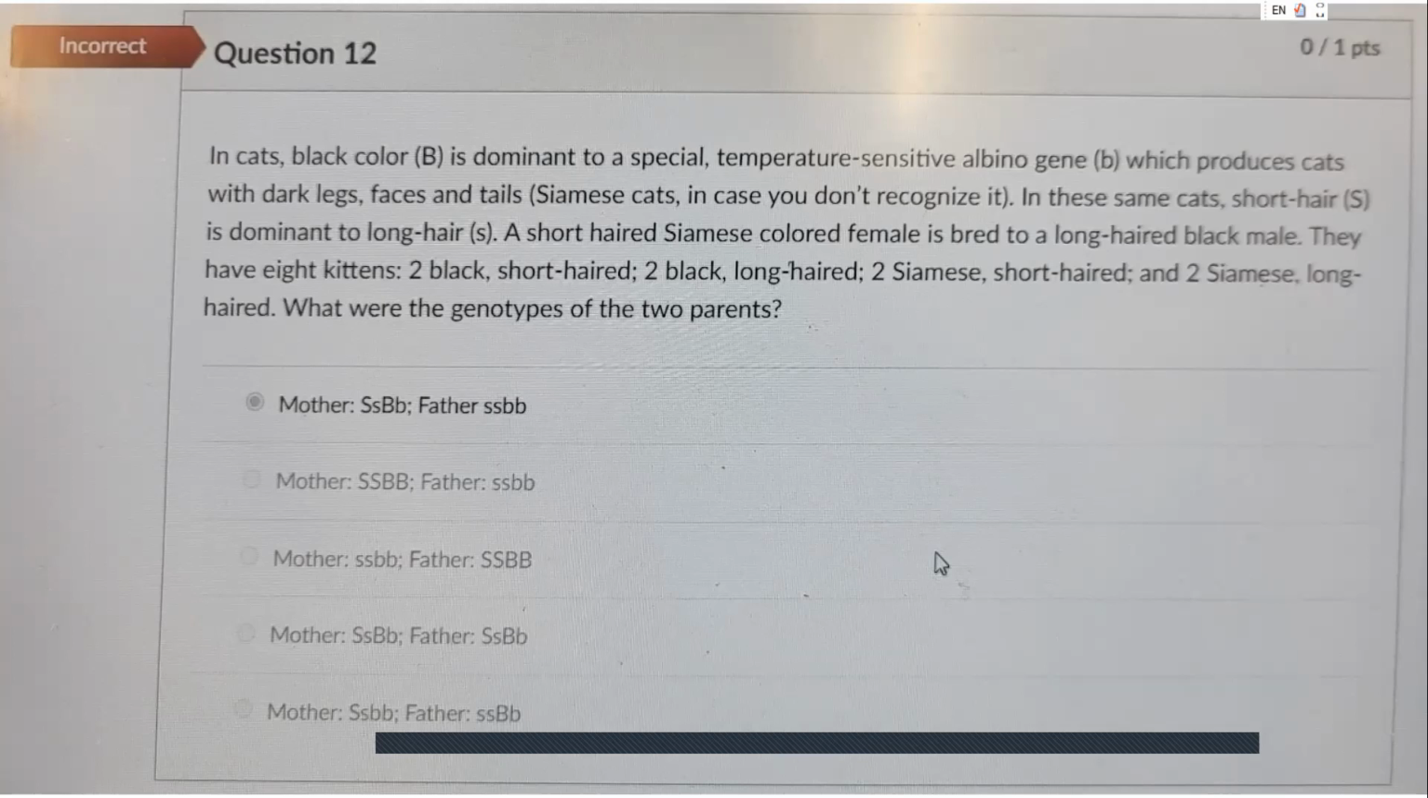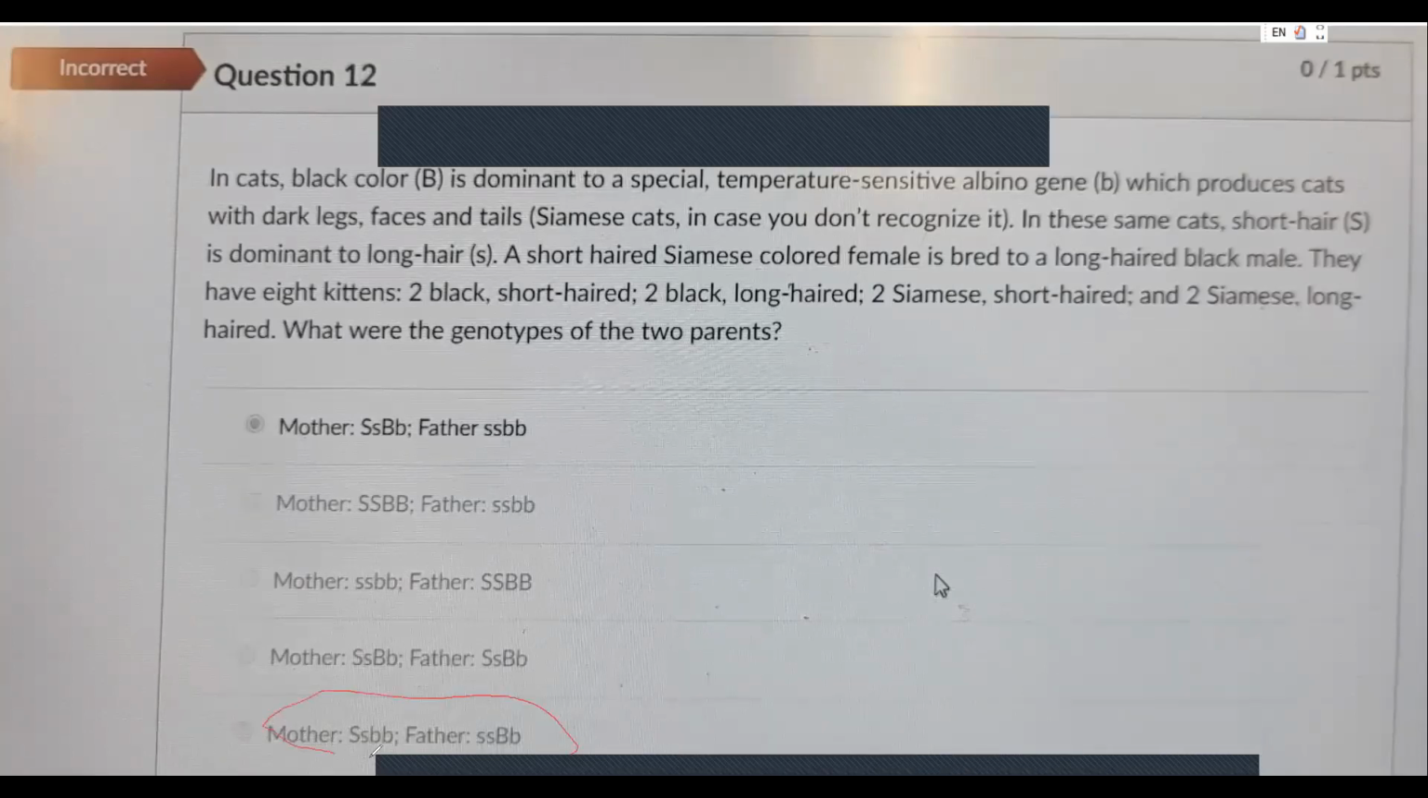The father would have to be heterozygous for the color trait, because in the kittens there are still Siamese cats, which means that it needs one recessive trait to go with the mother's trait. This would give us answer number 5 as below. That would go down to the mother as capital S lowercase s, lowercase b lowercase b, or Siamese short-haired, and the father as lowercase s lowercase s, capital B and lowercase b, for the black colored and long haired.